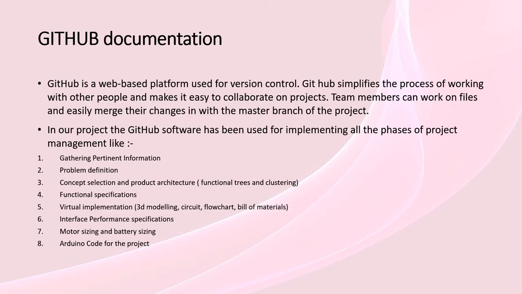So starting with the GitHub documentation, GitHub is a web-based platform used for version control. GitHub simplifies the process of working with other people and makes it easy to collaborate on projects. Team members can work on files and easily merge their changes with the master branch of the project. In our project, the GitHub software has been used for implementing all the phases of project management like gathering pertinent information, problem definition, concept selection, product architecture, functional specifications, virtual implementation, interface performance specifications, motor sizing and battery sizing, Arduino code for the project.